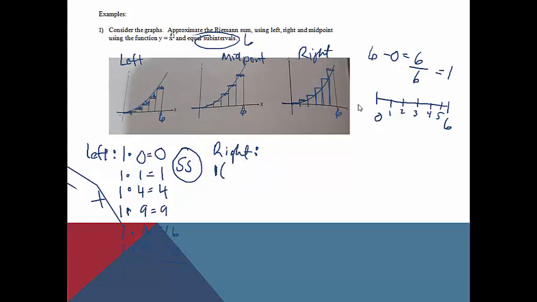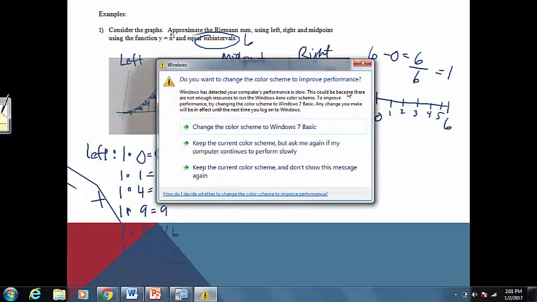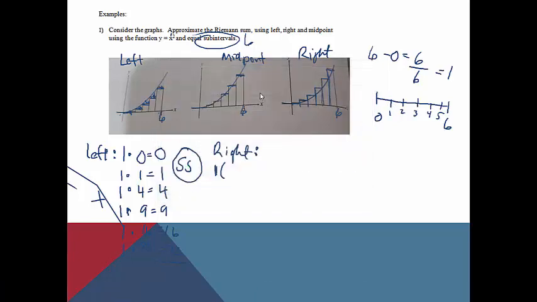So to do the right endpoint sum, going from 0 to 1, 1 is the right endpoint. If you plug in 1 into that formula, we'll get 1 as the height. Between 1 and 2, 2 is the right endpoint, so 2 squared is 4. And then from 2 to 3, 3 is the right endpoint, so if we plug in 3, we'll get 9. And then between 3 and 4, 4 is the right endpoint, so we'll get 16.